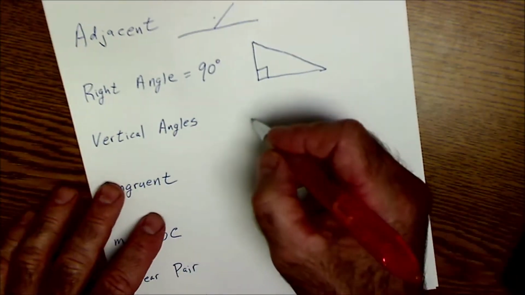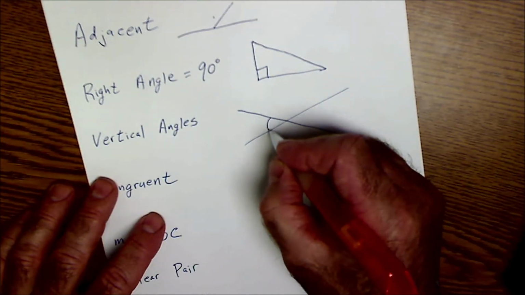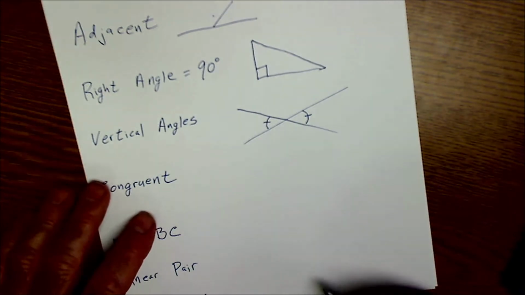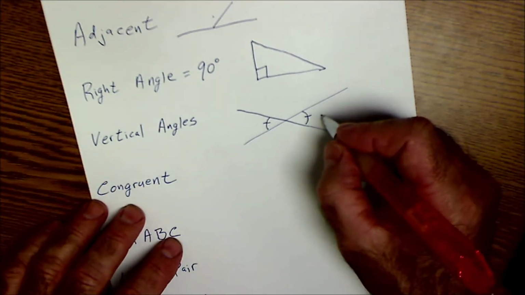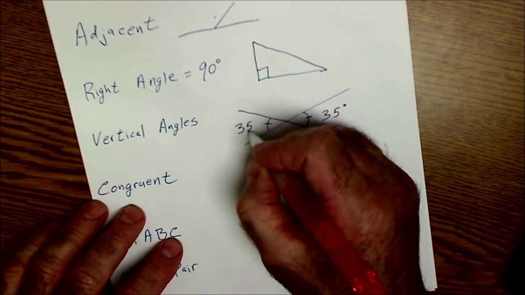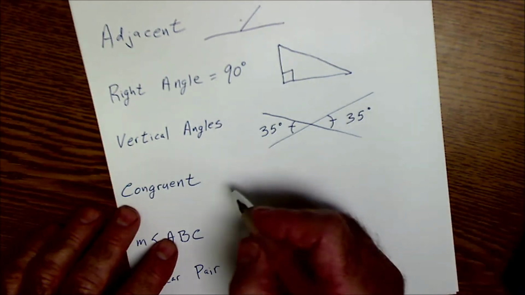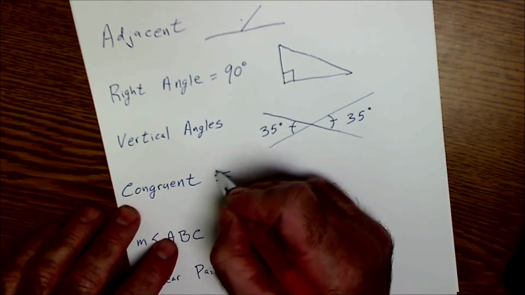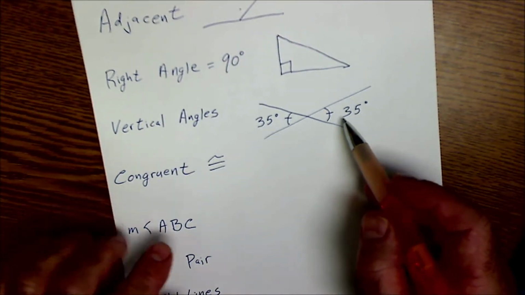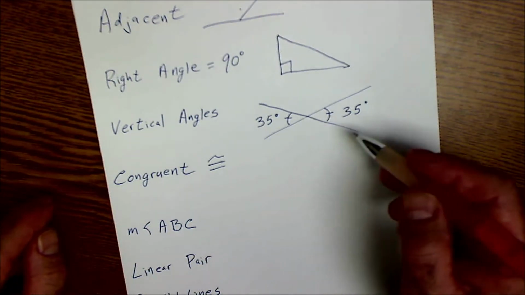If I have two angles created by cross lines, the opposite angles, like this angle and this angle, are called vertical angles, and they are congruent. So if this is 35 degrees right here, then this angle right here is 35 degrees. This word congruent means the same measure. It's usually an equal sign with a little squiggly on top, and that just means two angles are congruent or they have the same measure. They're actually not equal because they're not identical.